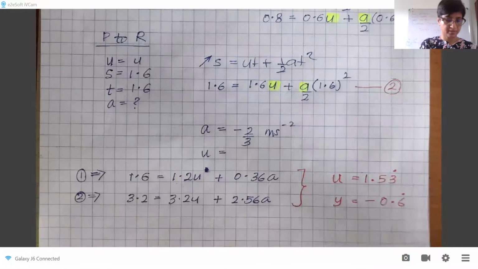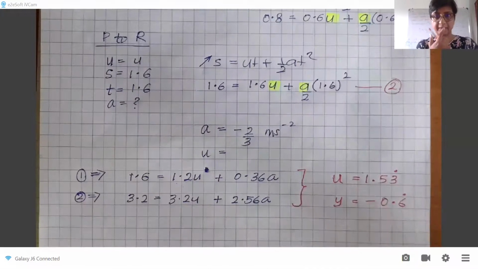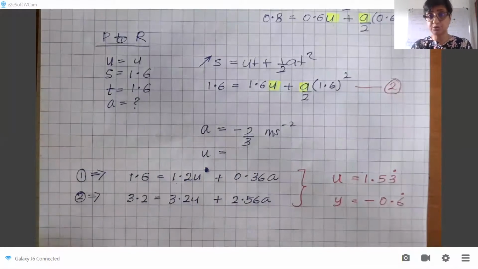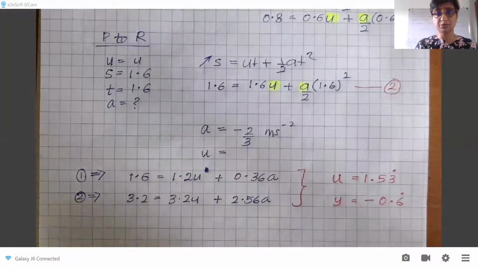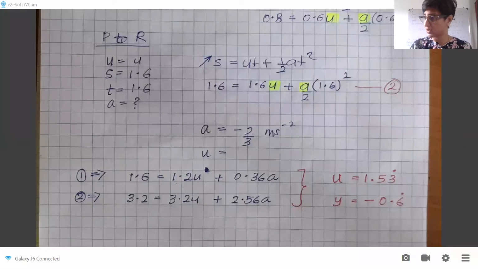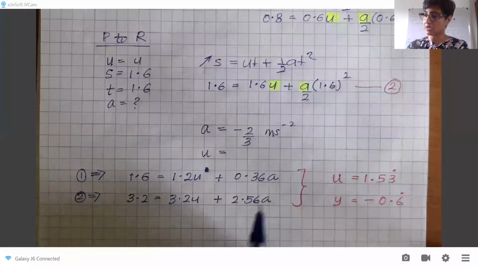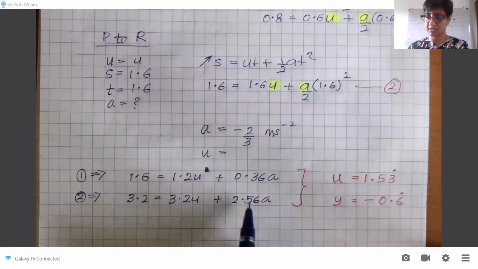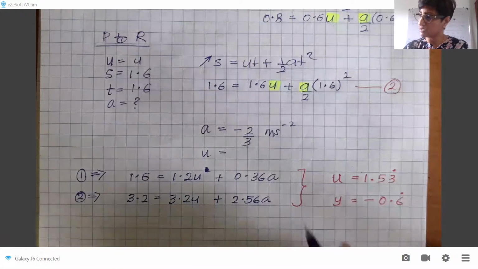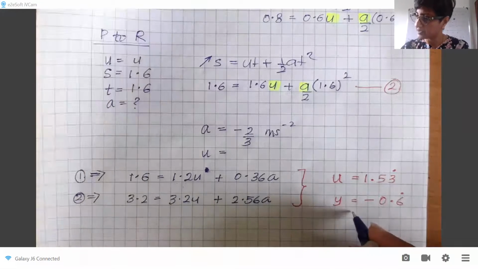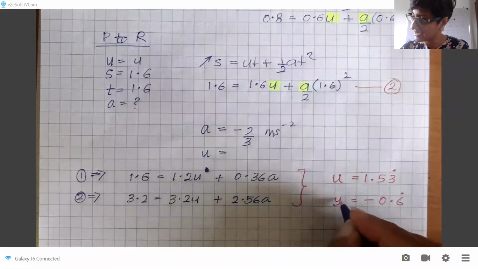So that's it for that. Is that clear? So you do not waste time doing the algebra. This is the mechanics paper. You are allowed to use the calculator to work this out. So we found this is the same as a. I'm sorry, not y, it's a.